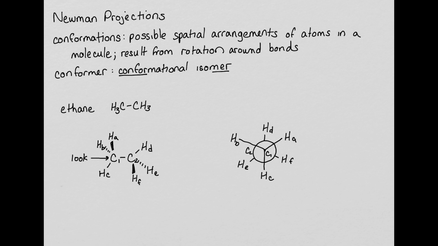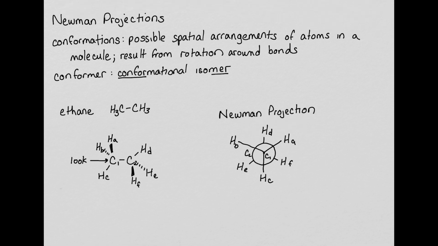Then turn that model so that you're looking down the carbon 1 to carbon 2 bond so that you understand how the Newman projection corresponds to the 3-dimensional conformation of ethane. This Newman projection shows ethane in a single conformation, or conformer, where all of the hydrogens are as far apart as they possibly can be.